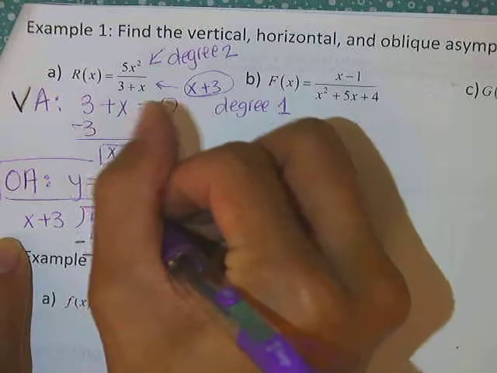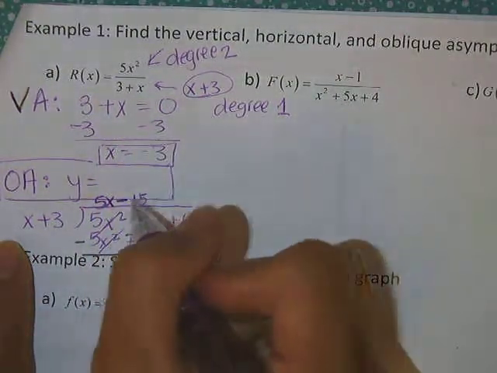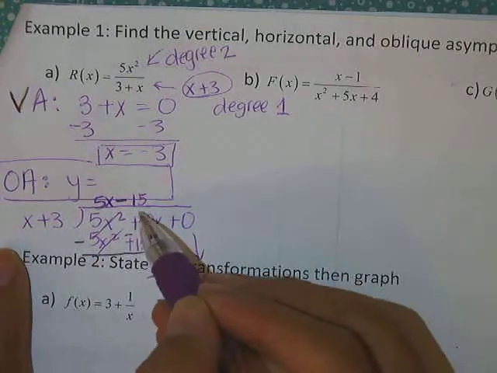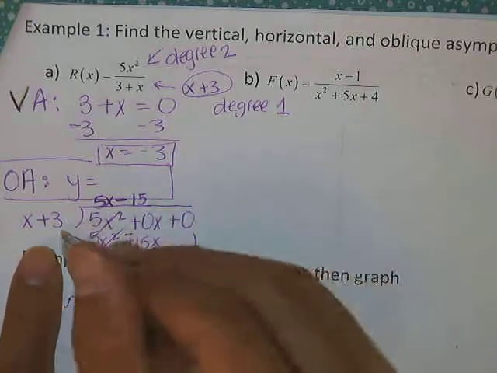I am invading this space a little bit. So negative 15x divided by x gives me a negative 15. So write a minus 15. Make sure you can see this minus sign here. Okay, so this is a minus 15.